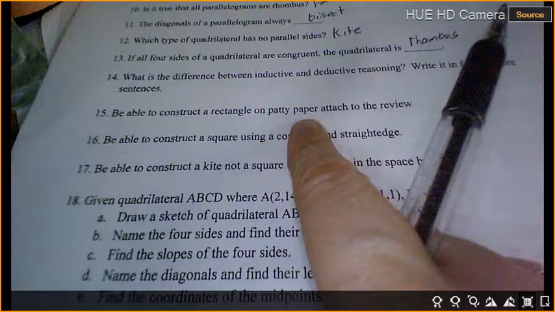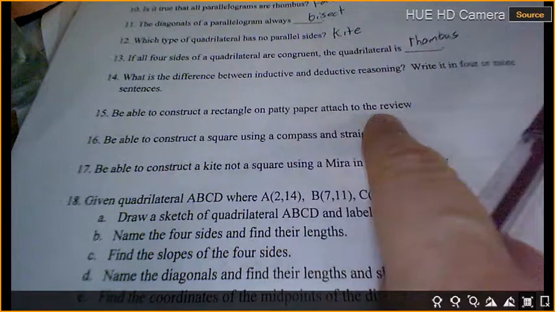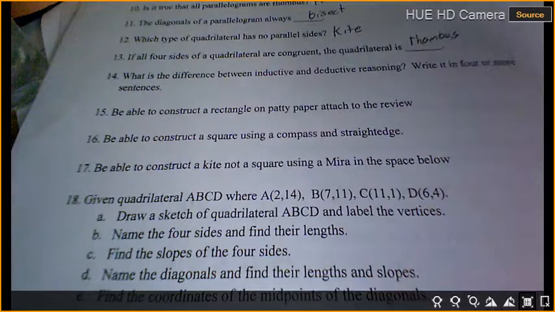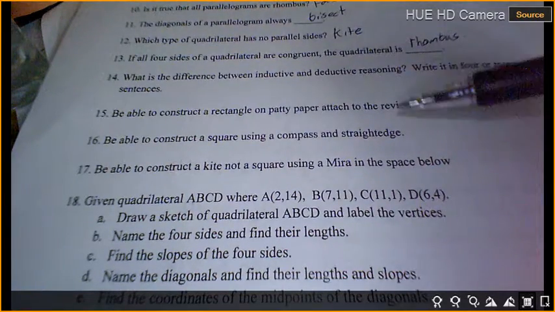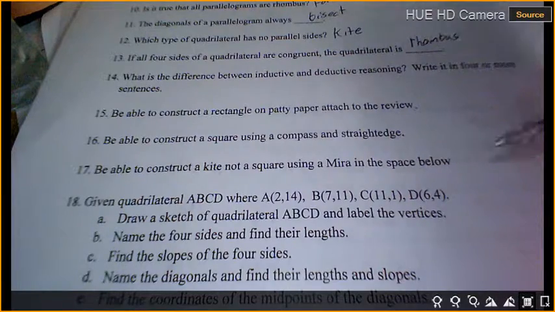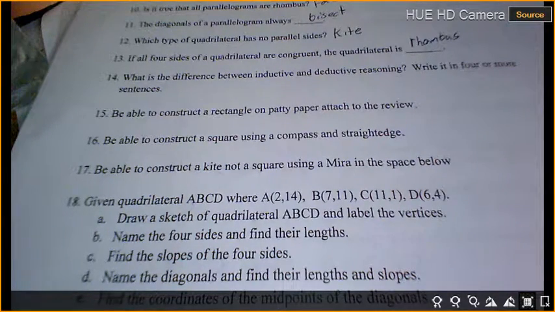Be able to construct a rectangle on patty paper. We did this yesterday. I recorded it. I put it up there. It should be on the previous video of how to do it with patty paper, how to make a square with a compass, and how to be able to construct a kite with a mirror. Okay? All right.